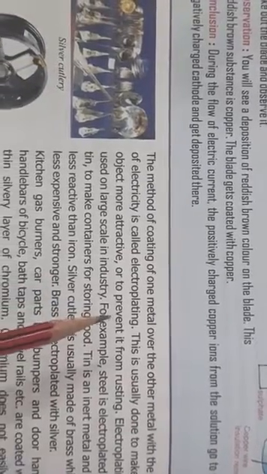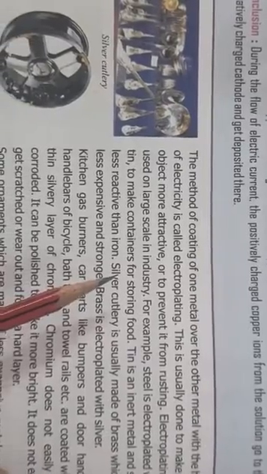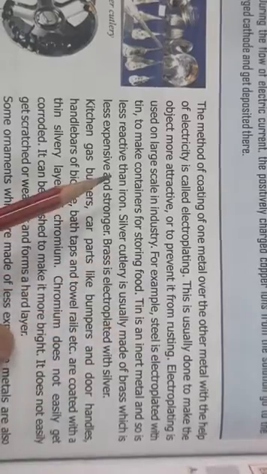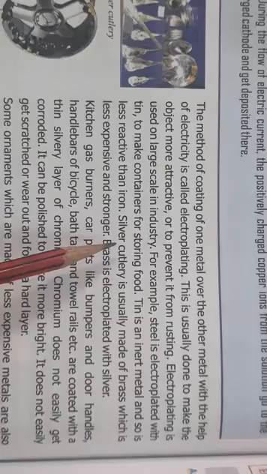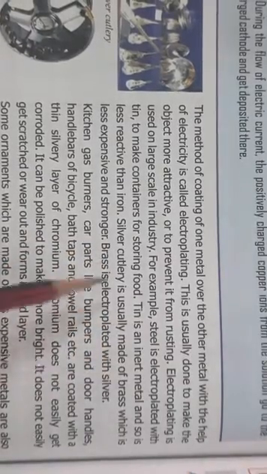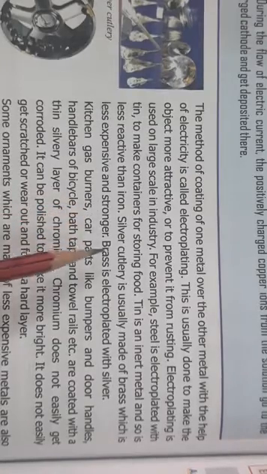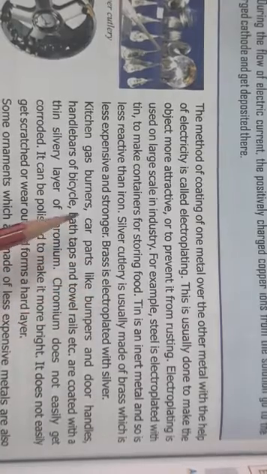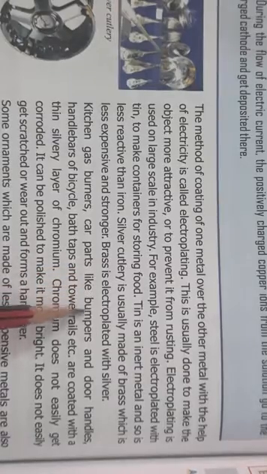So this method of coating one metal over another metal with the help of electricity is called electroplating. And electroplating is used on a large scale in industries. For example, steel is electroplated with tin to make containers for storing food. Tin is a metal which does not react as fast as iron. In the same way, silver cutlery is usually made of brass, which is less expensive and stronger, and brass is electroplated with silver.